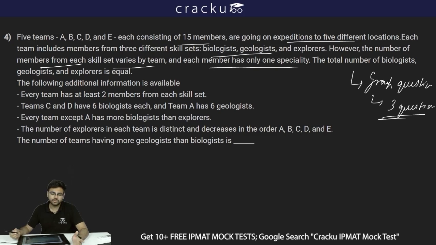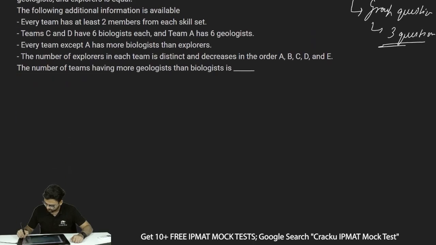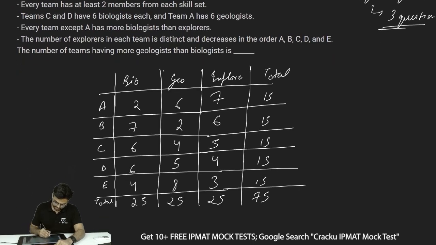So what I'll do, since I've already constructed the table for this, I'll just copy the table which I have got. So this was my table. These were my 5 teams A, B, C, D, E, and these were biologists, geologists, explorers, and there were these total 15, 15, 15 for each team, and biologists 25, geologists 25, and explorers 25.